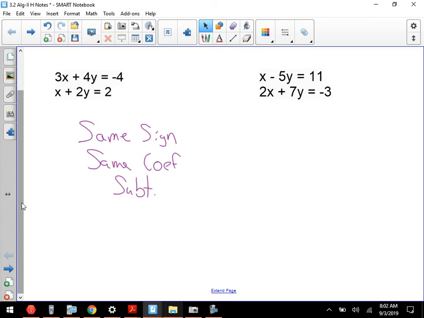Then I would subtract. If I have the same sign, same coefficient, I would subtract it. If I have opposite signs, same coefficient, I add.